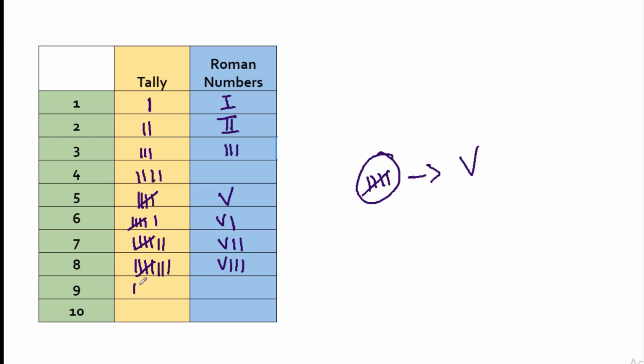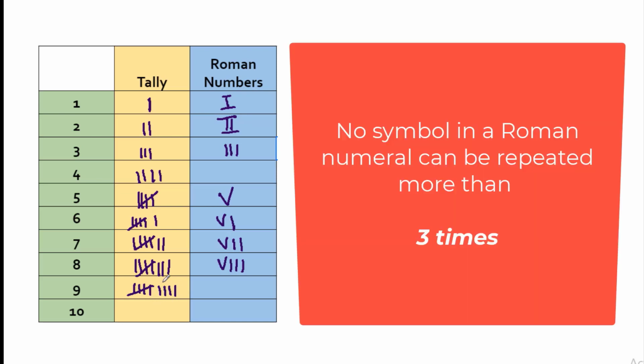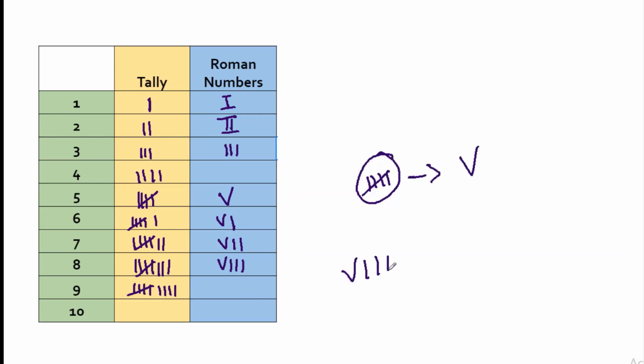What is 9? 1, 2, 3, 4, 5, 6, 7, 8, 9. But here again they faced the same problem as we did for 4. What is the problem here? We should not repeat a symbol more than 3 times. So we can't write like this for 9. They just left 9 and went to 10. So what is 10? They could write 5 and 5, like this. But for 10 we can do it like this.